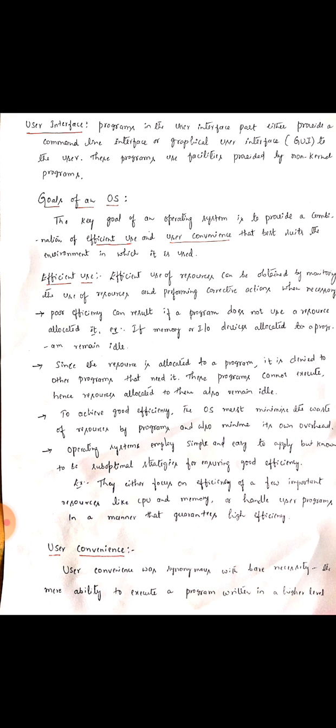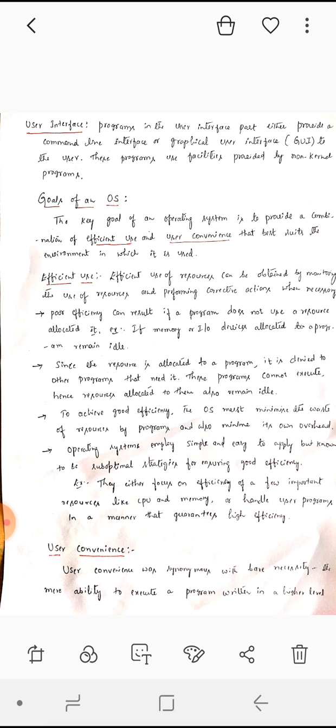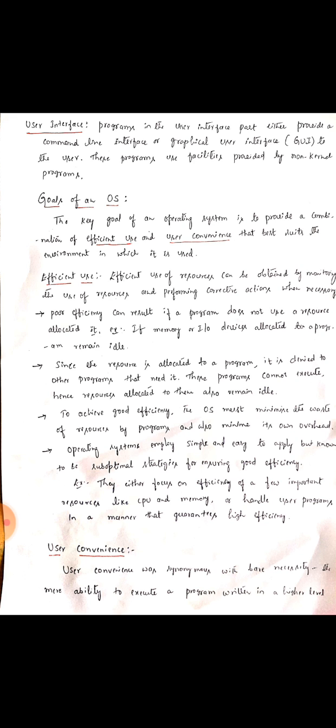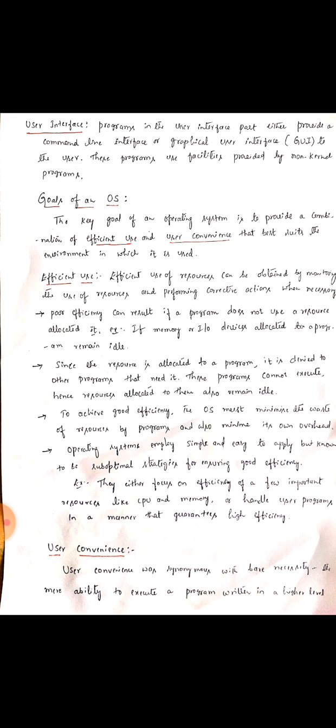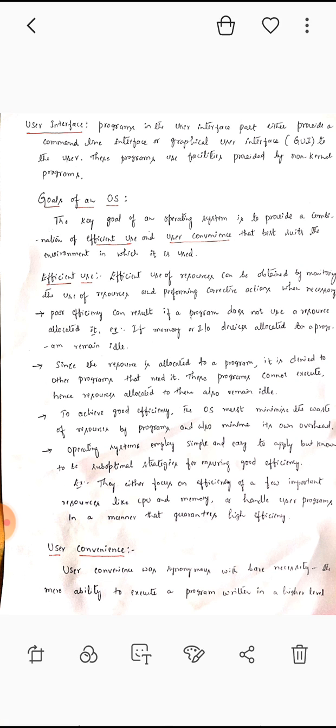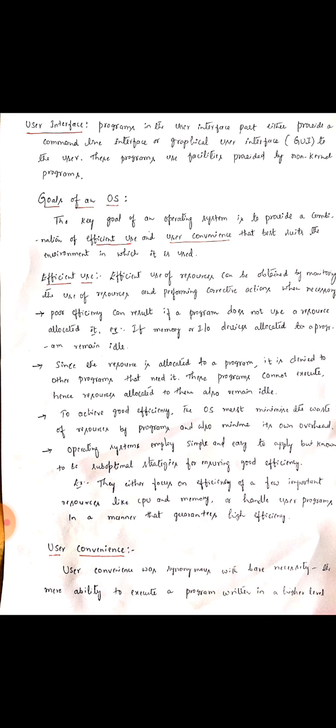To achieve good efficiency, the OS must minimize the waste of resources by programs. So we have to minimize how we waste these resources without using that memory, so that we can achieve good efficiency. Operating systems employ simple and easy to apply but known to be suboptimal strategies for ensuring good efficiency, which can be done either by focusing on how efficiently resources like CPU and memory are used, or by handling user programs in a manner that guarantees high efficiency. Overall, we just want to use the resources in an efficient way without wasting them. That is efficient use.